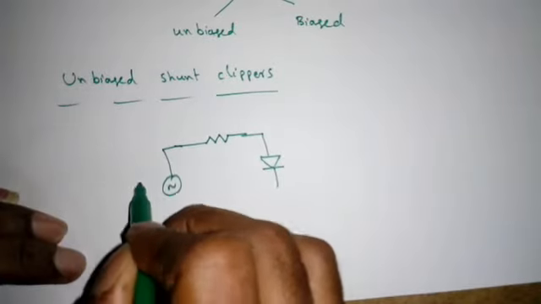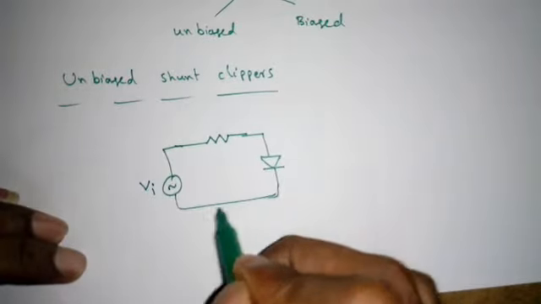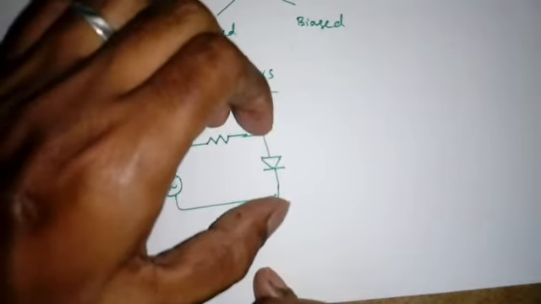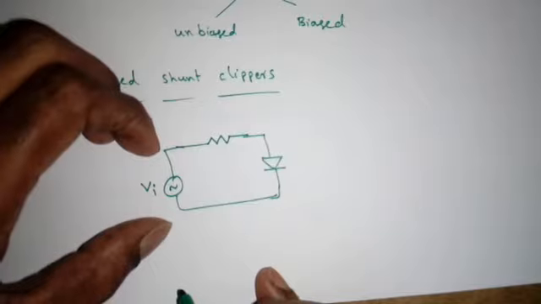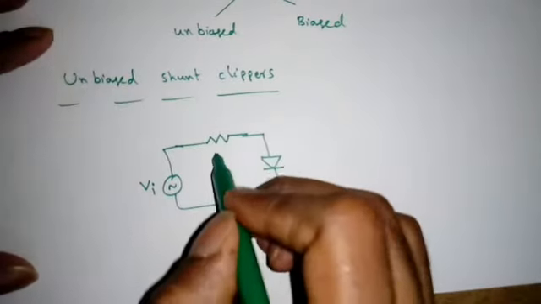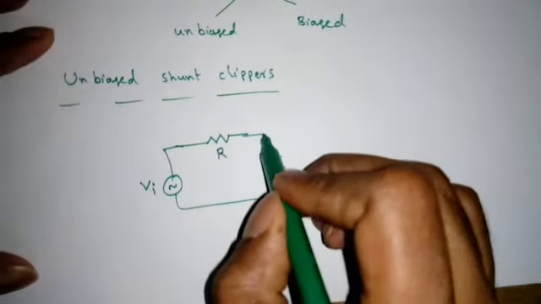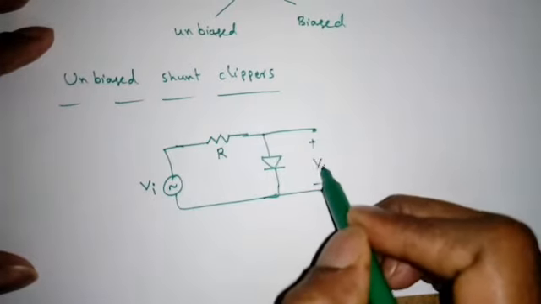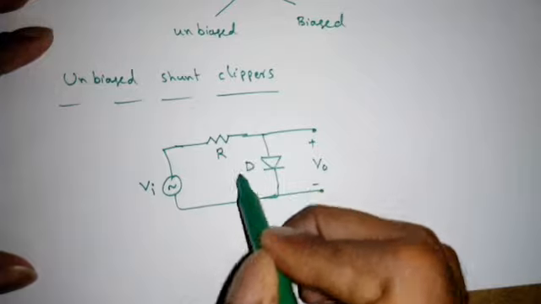Here we see this is the source and this is the diode. So the diode is parallel to the applied source voltage, right? This is the series resistance, and we will take the output across the diode. This is V0, this is the D.